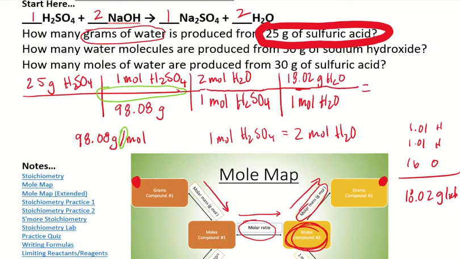How do we calculate? 25 divided by 98.08 times 2 times 18.02. What do you get? 9.2 grams of H2O. Start with 2 sig figs with 25, 2 sig figs. End with 2 sig figs.